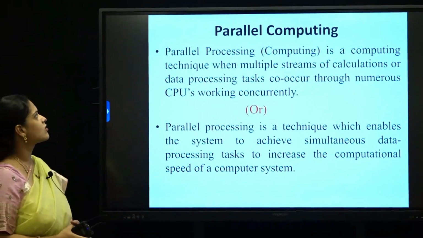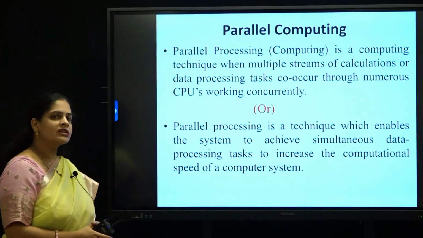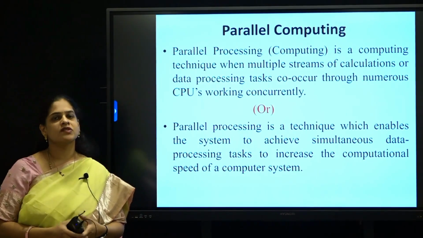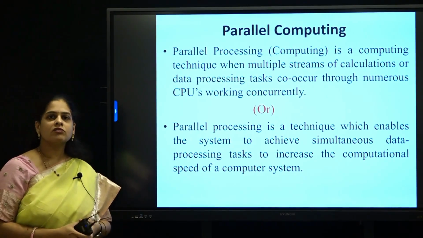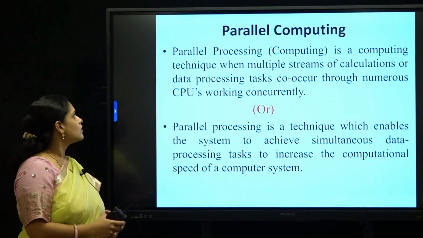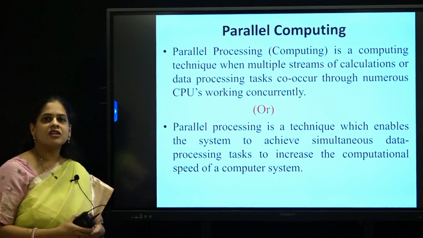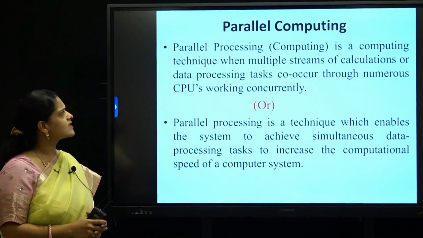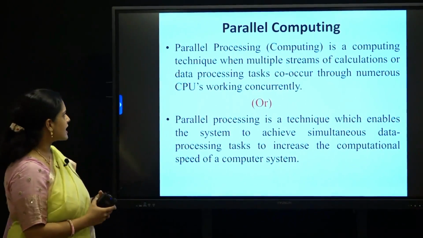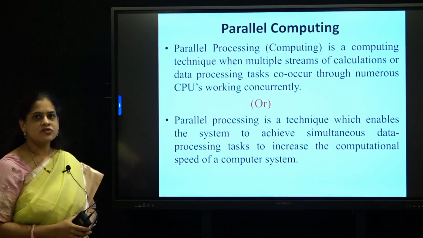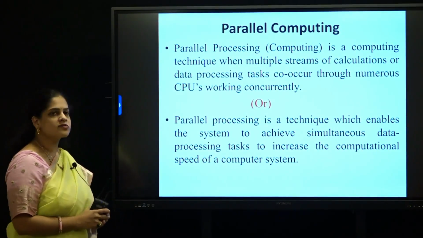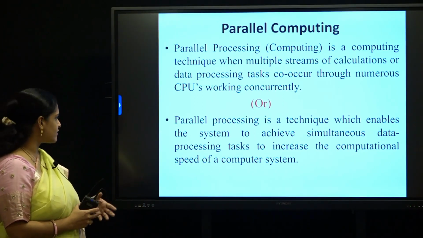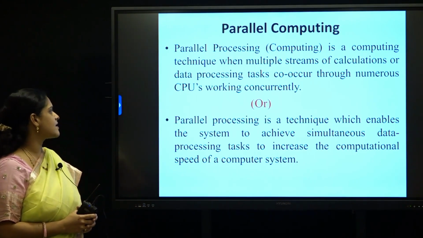So next we are going to talk about parallel computing. In Unit 4 we have already discussed the concepts of parallel processing, where we came across the pipelining technique, which is used in order to achieve parallelism in a processor. Parallel computing is a continuation of parallel processing. Parallel processing or computing is a technique where multiple streams of calculations or data processing tasks are done across multiple CPUs present in a computer system, or we can also call it a technique which enables the system to achieve simultaneous data processing tasks.